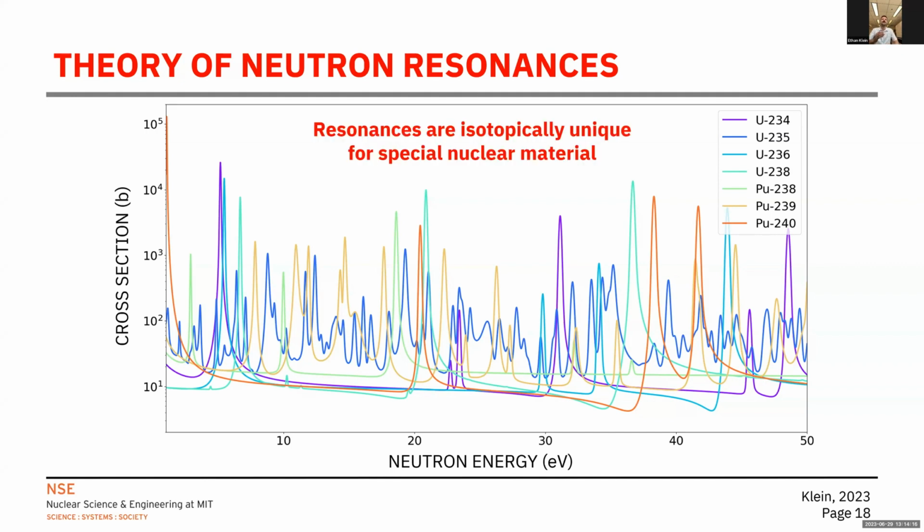So the first conclusion here is that resonances are isotopically unique for special nuclear material. And when I say special nuclear material, I mean the nuclear material that's of most concern for different non-proliferation concerns.